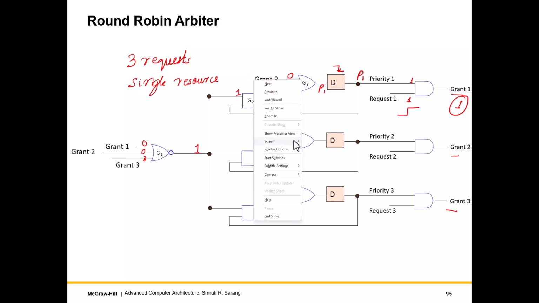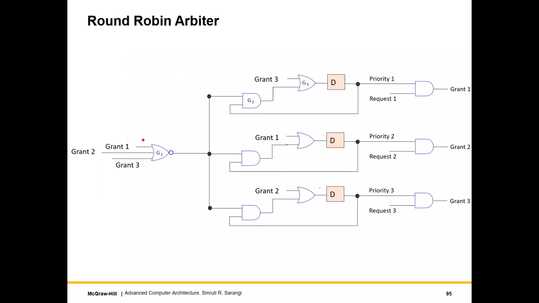So in this case, grant 1 becomes 1. So the output of the NOR gate becomes 0. The output of the AND gate thus becomes 0. And given that grant 3 was 0 anyway, this becomes 0 and this becomes 0 and grant 1 becomes 0, right?